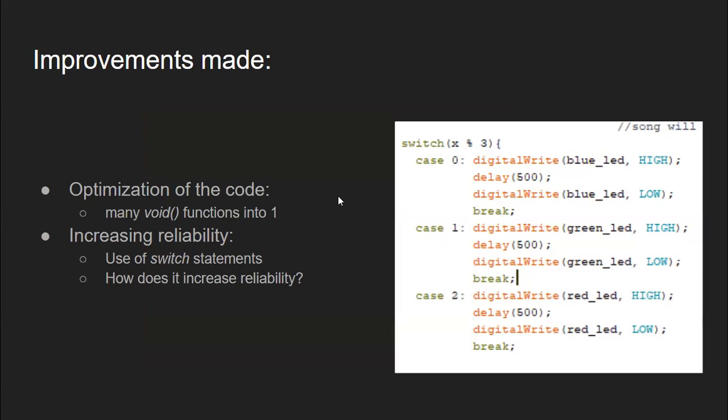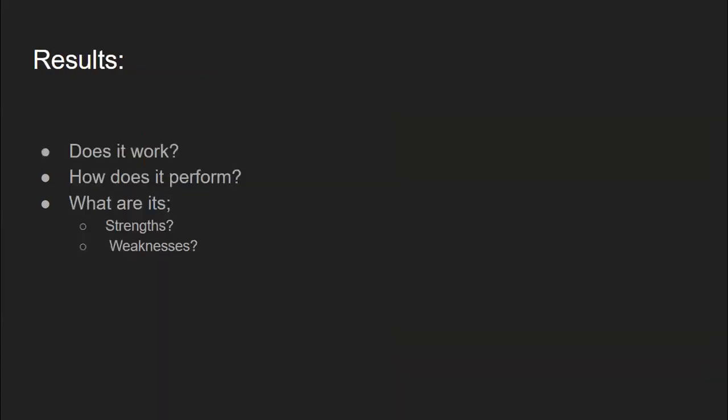I optimized it so that I reduced the amount of void functions necessary in it, thus reducing the amount of space. And by using switch arguments instead of if statements in my code, I managed to make it more reliable and I could cycle through these songs more than once, which was not the case originally. This allows me to both make my code more compact and less resource intensive, and it will make it more reliable so you could use it more comfortably.